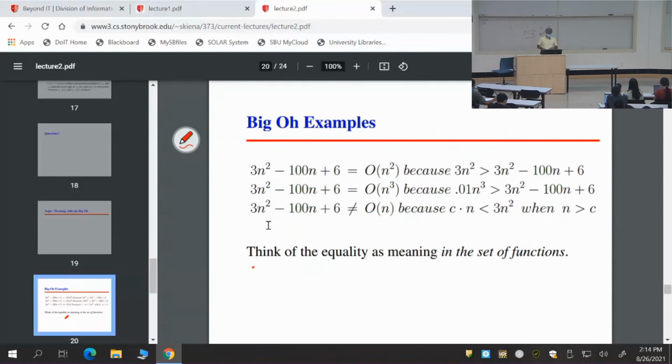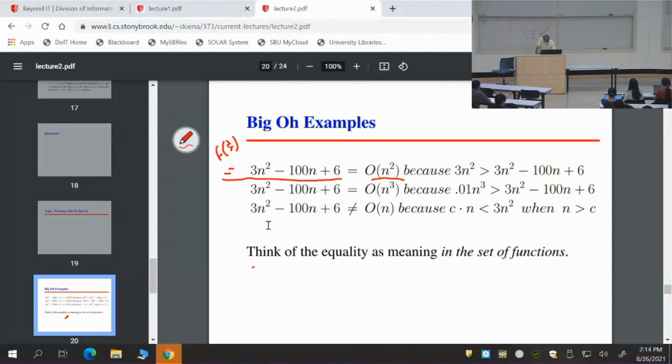Let's look at some examples. Suppose I have that f of n is equal to this. This is what f of n is. It's 3n squared minus 100n plus 6. Is f of n big O of n squared? Okay. I see some people nodding. But what does it mean?